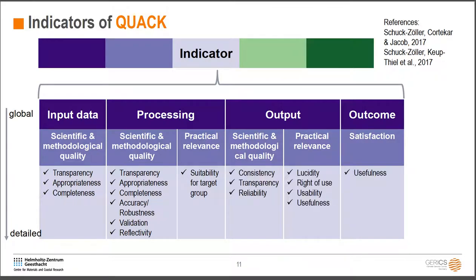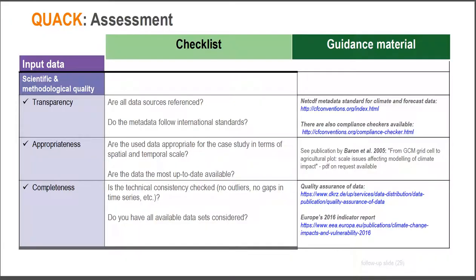In output, we have consistency, transparency, reliability to check the scientific and methodological quality, and lucidity, rights of use, usability, usefulness to check the practical relevance of the output. And for outcome and satisfaction, we have usefulness as an indicator.